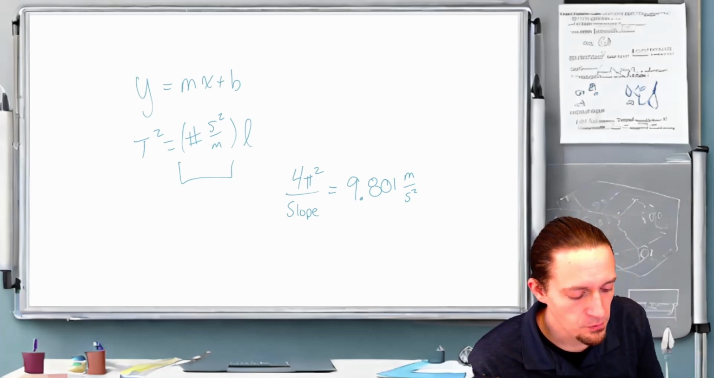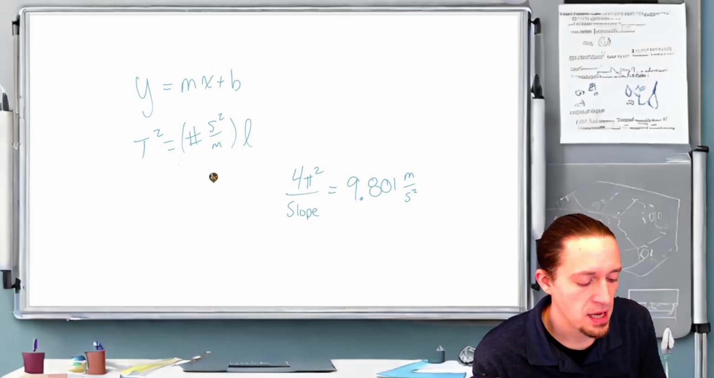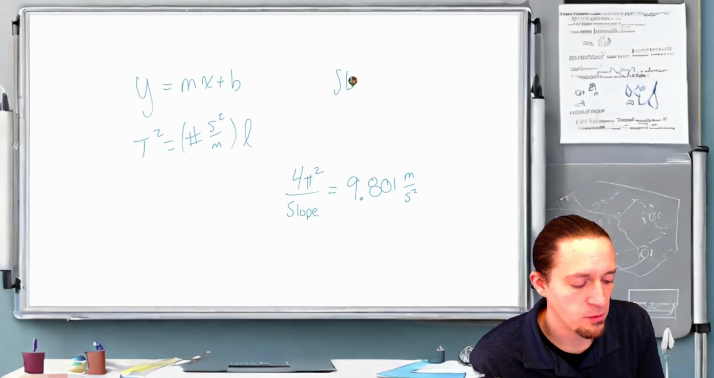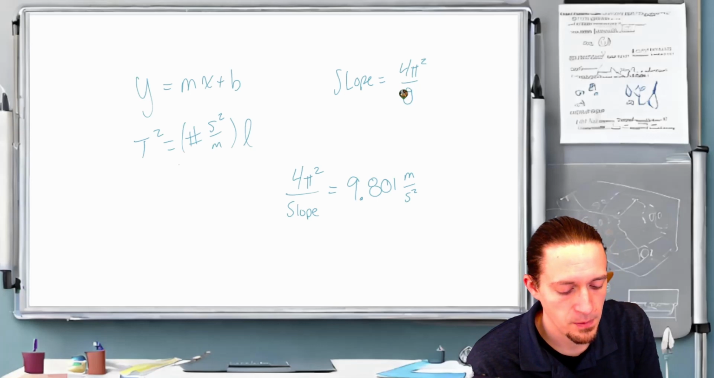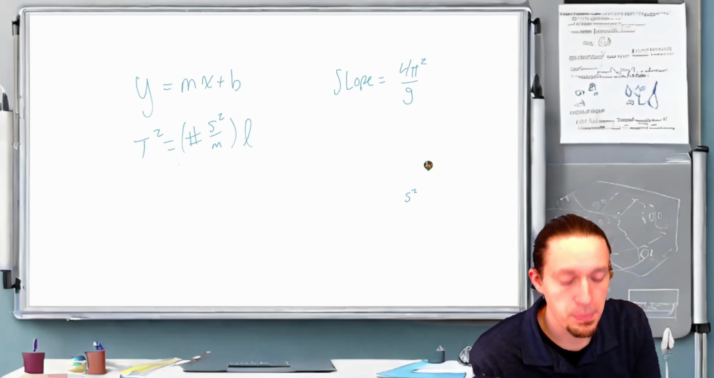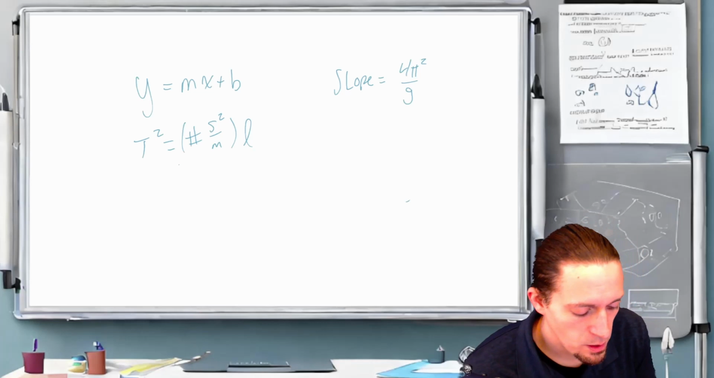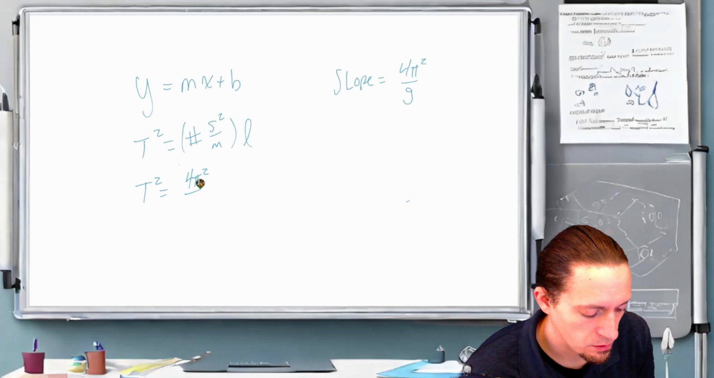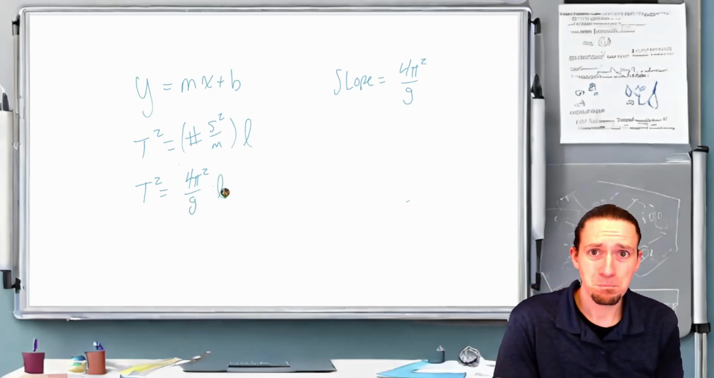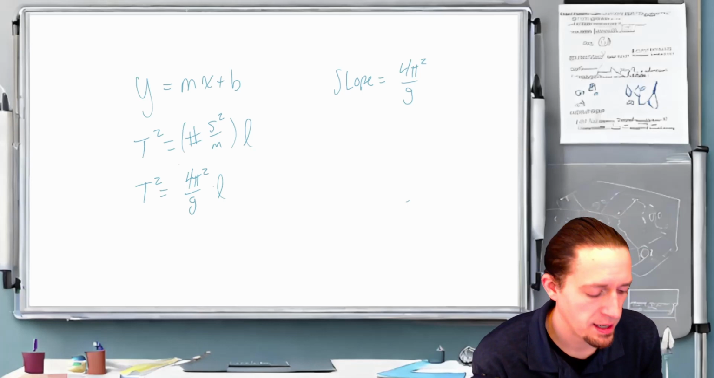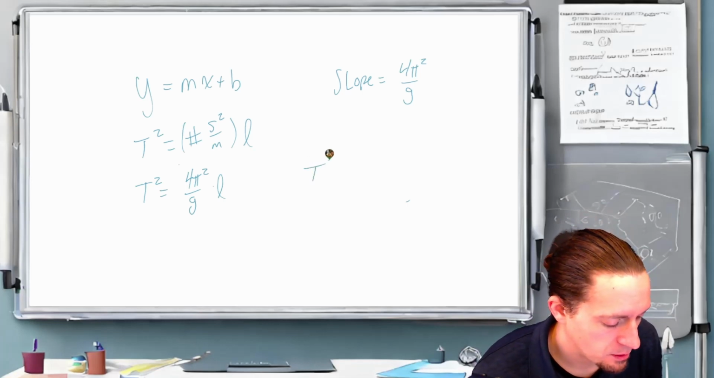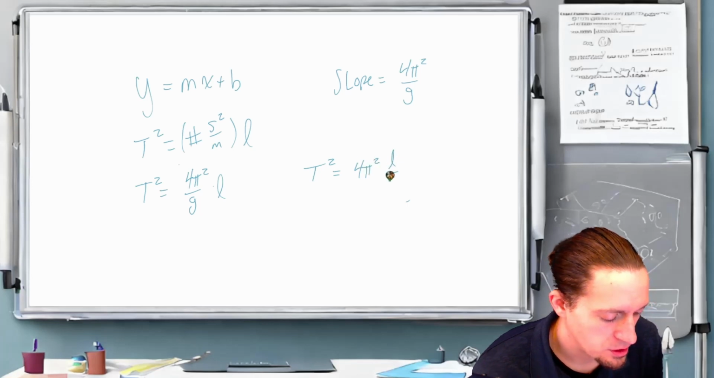So if we think about what this is telling us, if I just do a little bit of algebra, this is telling us that the slope from our graph is actually 4 pi squared divided by little g. So let's take that, and now let's try to build that mathematical model. So we would have period squared. We just figured out that the slope was actually 4 pi squared over little g multiplied by L. Now I'm just going to write this a little bit differently for formatting. I'm going to write this as period squared equals 4 pi squared, and I'm going to put L over g like this.